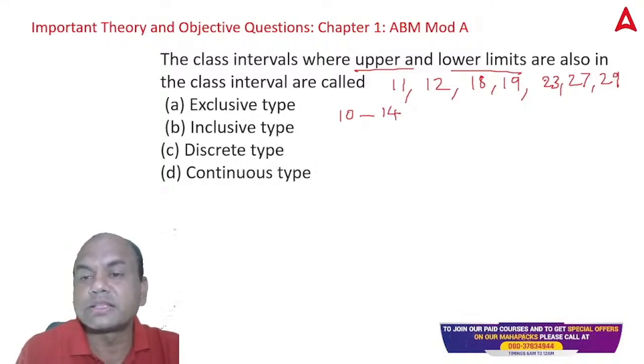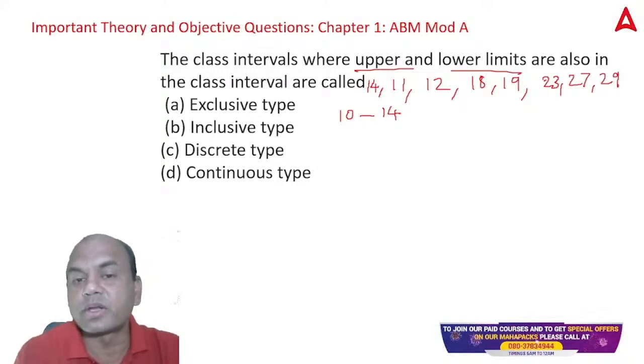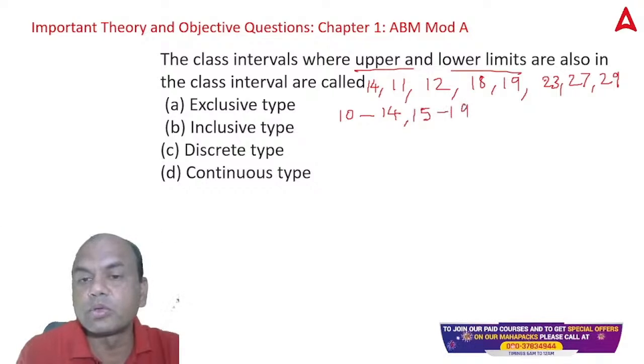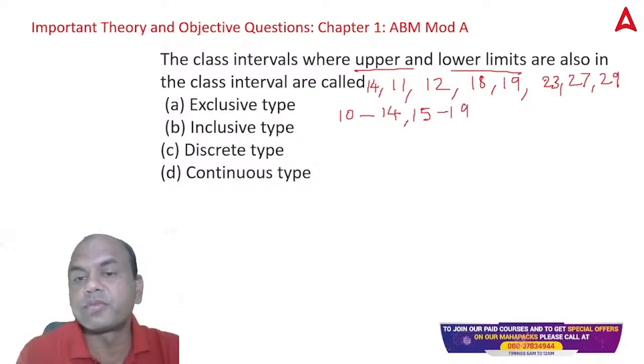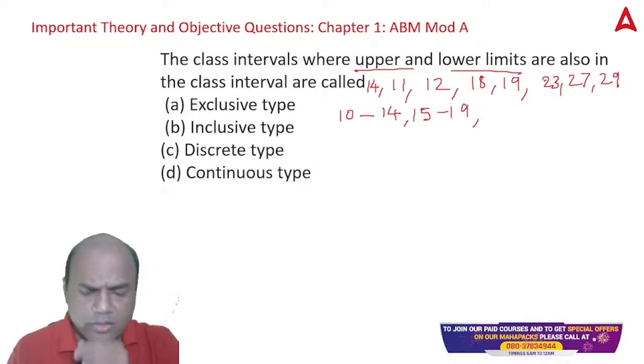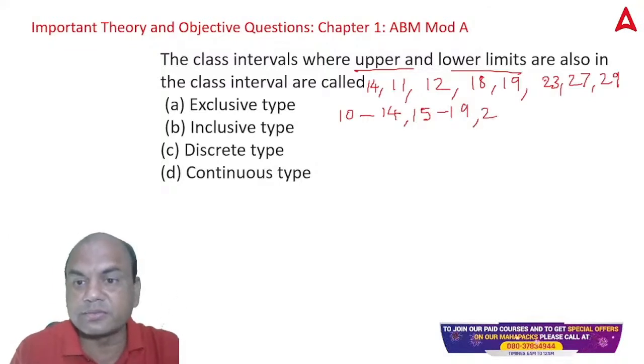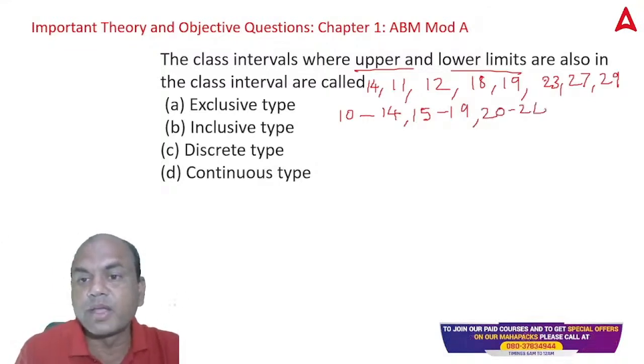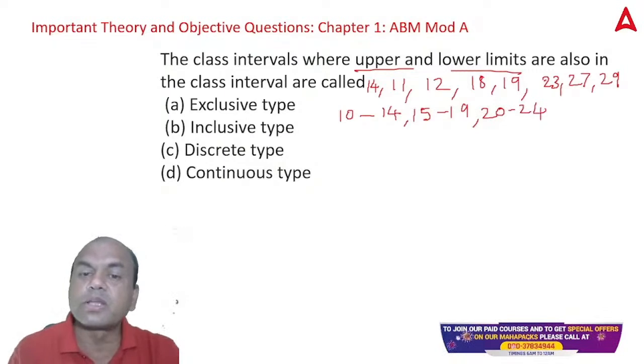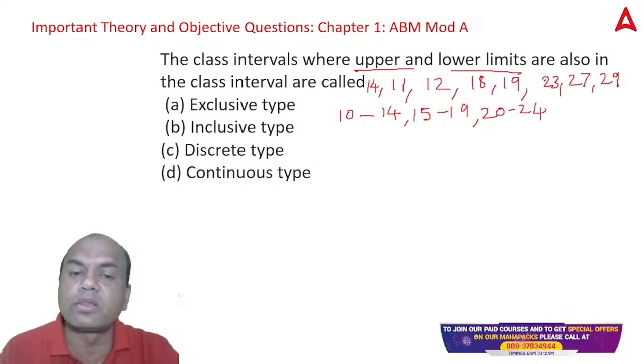Let me add one number over here, let's say 14. So this is 10 to 14. Then the next one is 15 to 19, both are included. Next one is 20 to 24. Now this class where both the upper limit and lower limit are included.